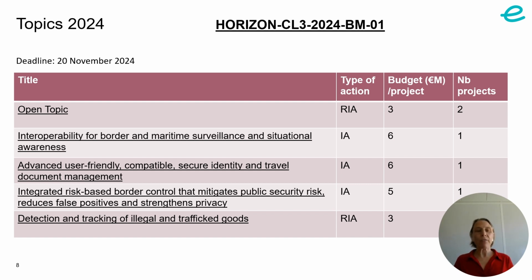Then topic 5, detection and tracking of illegal and trafficked goods. It should be non-invasive, non-disruptive, and also risk-based anticipations are asked for. If you have low environmental footprint and energy consumption addressed, it's a plus, but it's not mandatory.